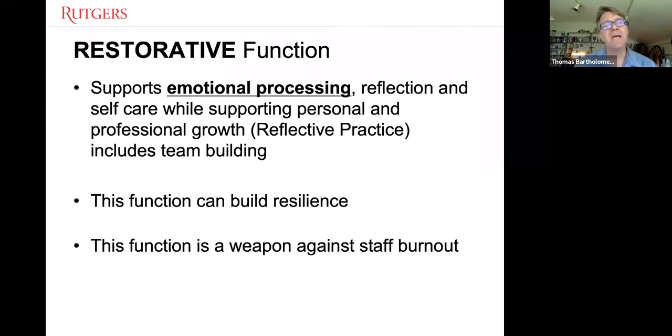So restorative supervision supports the emotional processing, reflection, and particularly self-care while supporting personal and professional growth. So this includes team building, and this function can be really critical to build resilience over time. Without support, staff can fall prey to burnout, which may not sound bad, but the actual syndrome of burnout involves a cynical outlook in which a staff person can feel so overdrawn emotionally that they try to protect themselves by distancing themselves from clients. And over time, this can lead to a real low sense of personal effectiveness where you're just overwhelmed and you don't have any more to give.